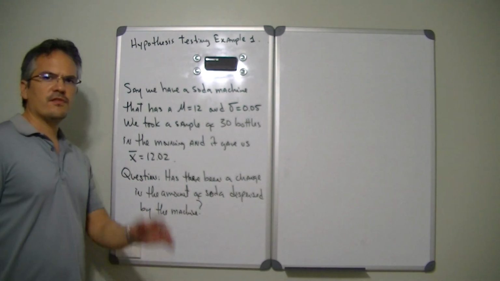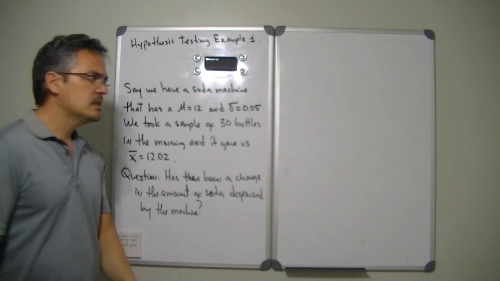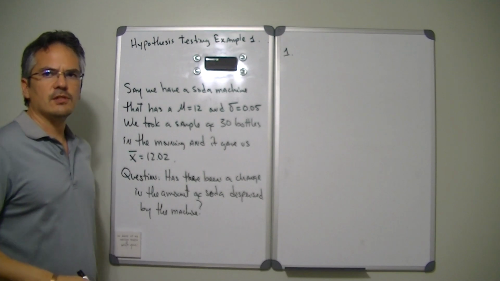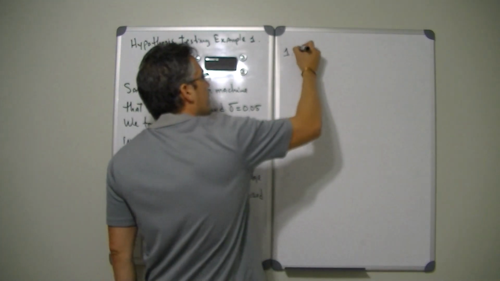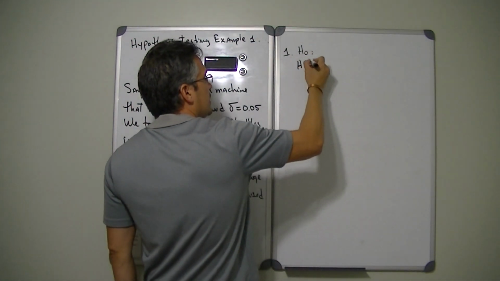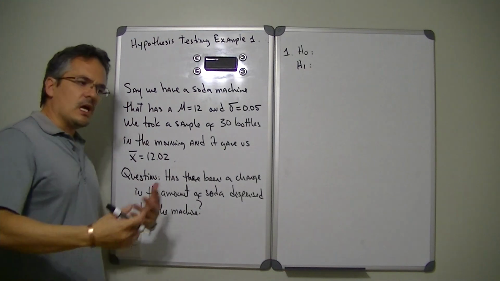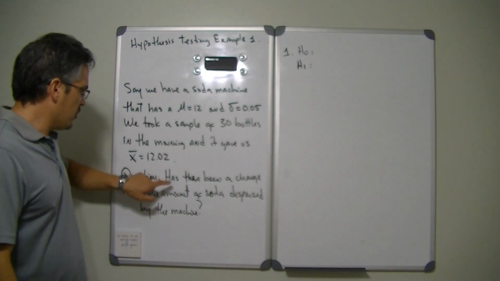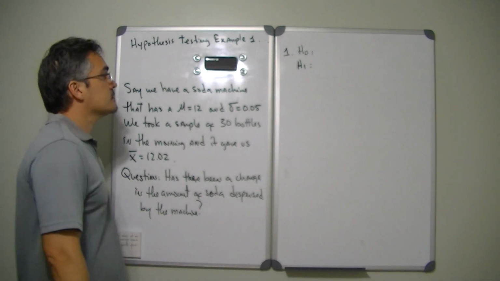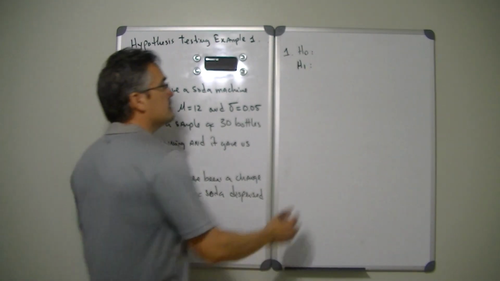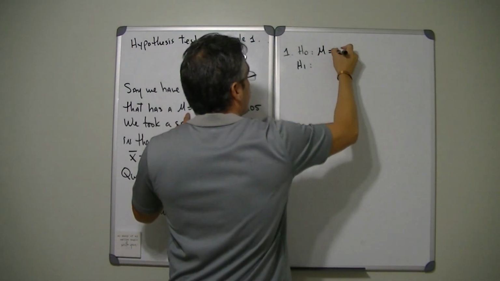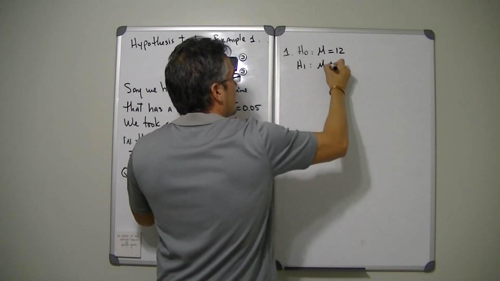All right, so remember there are 5 steps to hypothesis testing. So let's run step number 1. First thing we need to do is establish our H0 and our H1. H0 is going to be our null hypothesis, and H1 is going to be our alternative hypothesis. Our hypothesis depends on the question that they ask us. So the question is, has there been a change? Because of that, we're going to set this up as mu equal to the center of the data, 12, or mu does not equal 12.